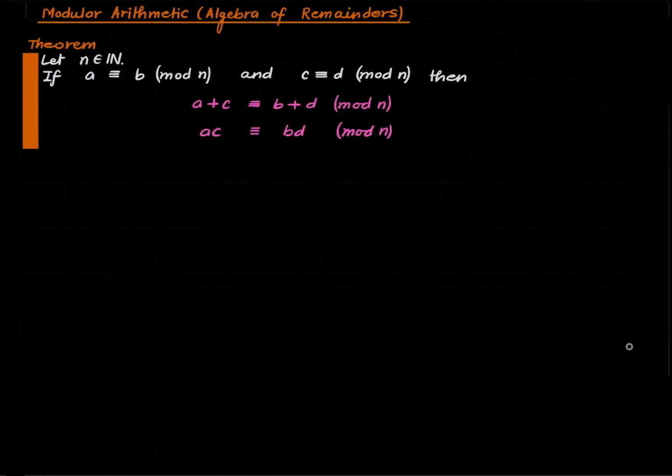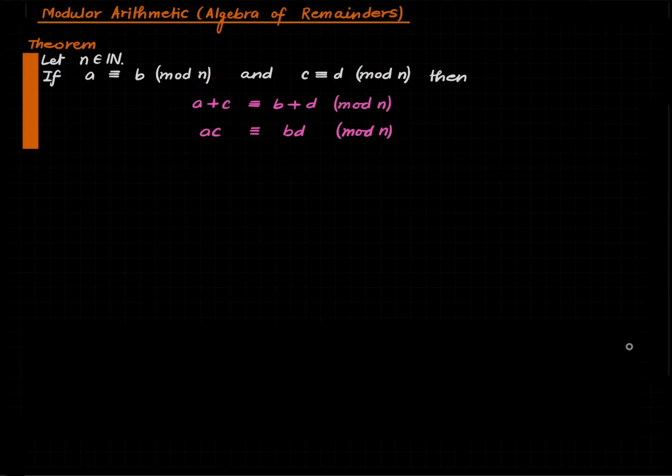And now what makes all of this stick? It is modular arithmetic, or the algebra of remainders, which is perhaps a better name. I don't think this name can be found in the literature this way, but it is a very appropriate name for what is referred to as modular arithmetic. So fix some natural number n and suppose a is congruent to b modulo n and c is congruent to d modulo n. So from the point of view of n, a and b are the same and c and d are the same.